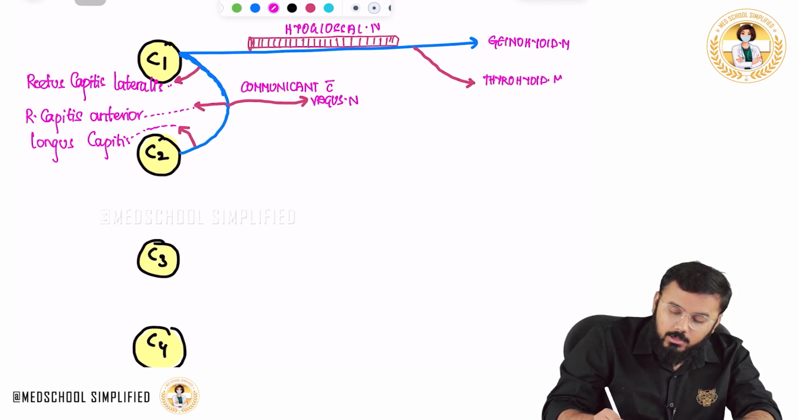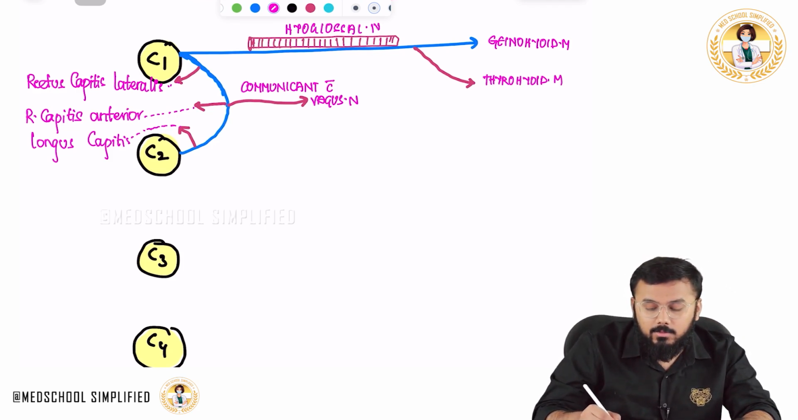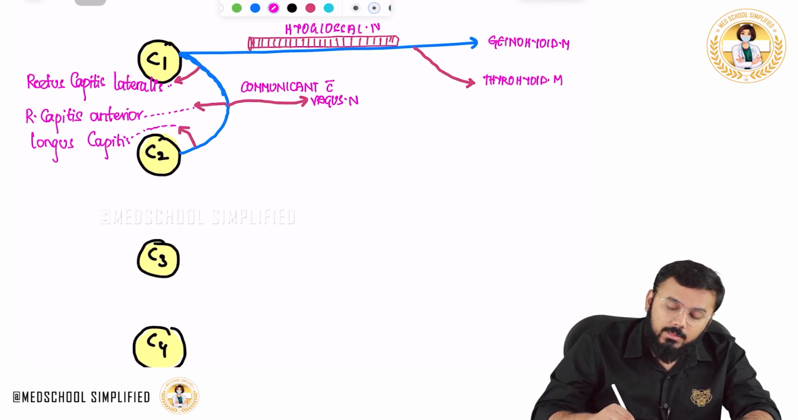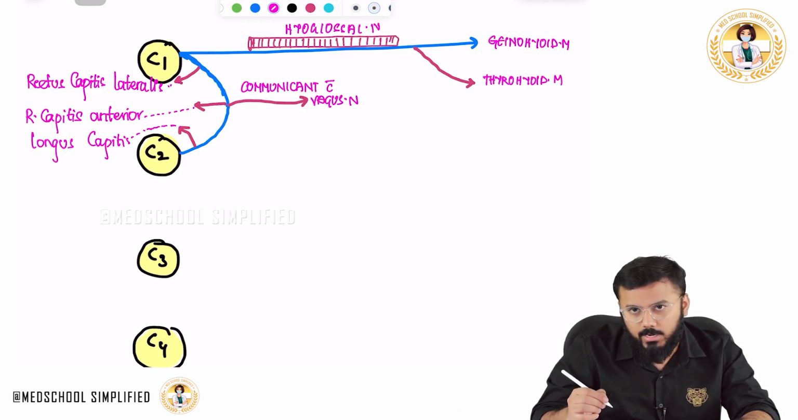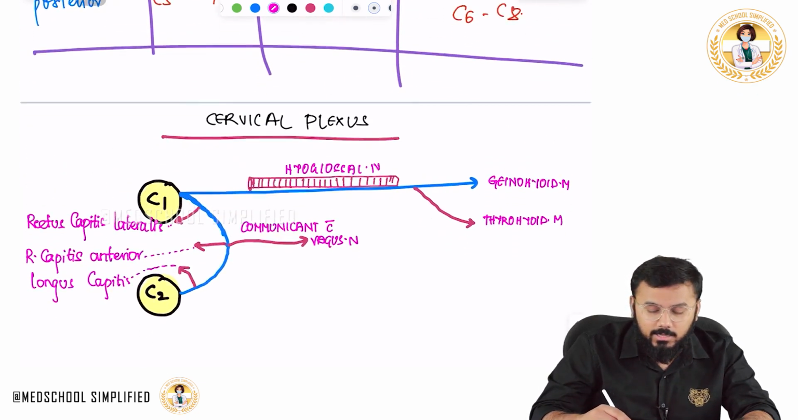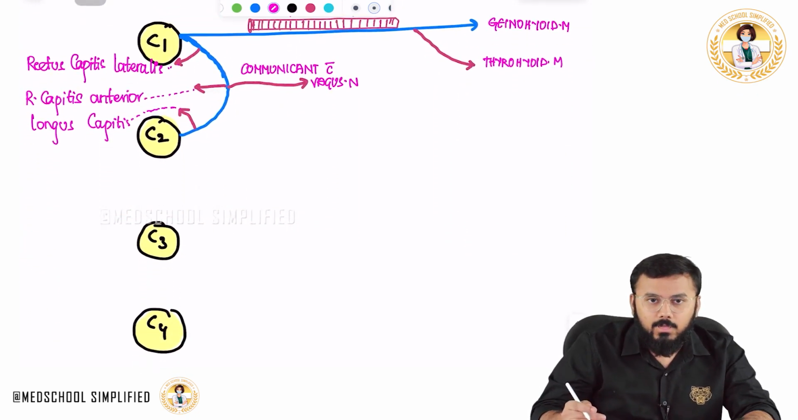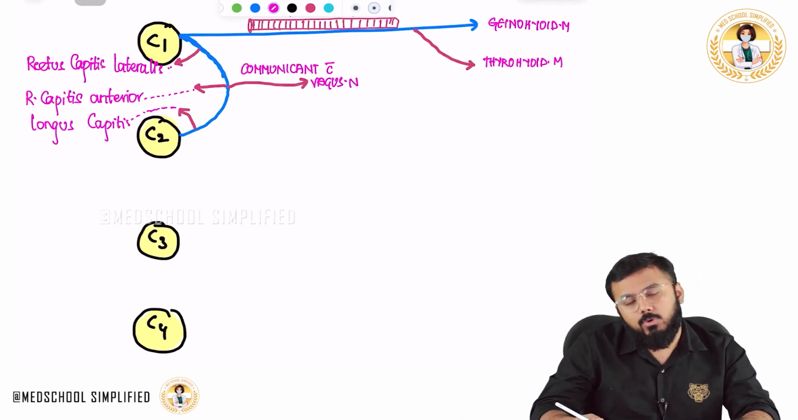Thyrohyoid membrane. So what is thyrohyoid membrane? The thyrohyoid membrane is the membrane that is present between the thyroid as well as the hyoid bone, right? So between the thyroid cartilage and the hyoid bone, there is a membrane called the thyrohyoid membrane. Clear? Right.